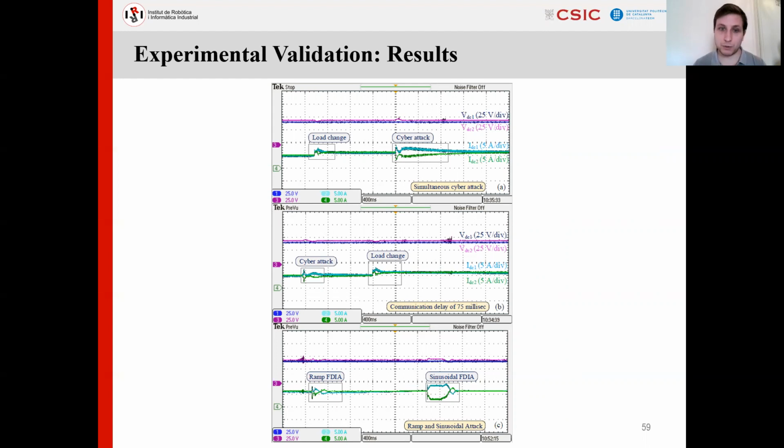In the second experiment, we did something similar. First, we have a constant cyber attack, and then a change in the constant power load. We see that everything still operates adequately, but now we have introduced a significant communication delay between the observers, and we see that everything still works correctly. Therefore, the proposed strategy is somewhat resilient to communication delay. And finally, we studied the performance under a ramp cyber attack and a sinusoidal cyber attack, and we see that everything still works adequately.